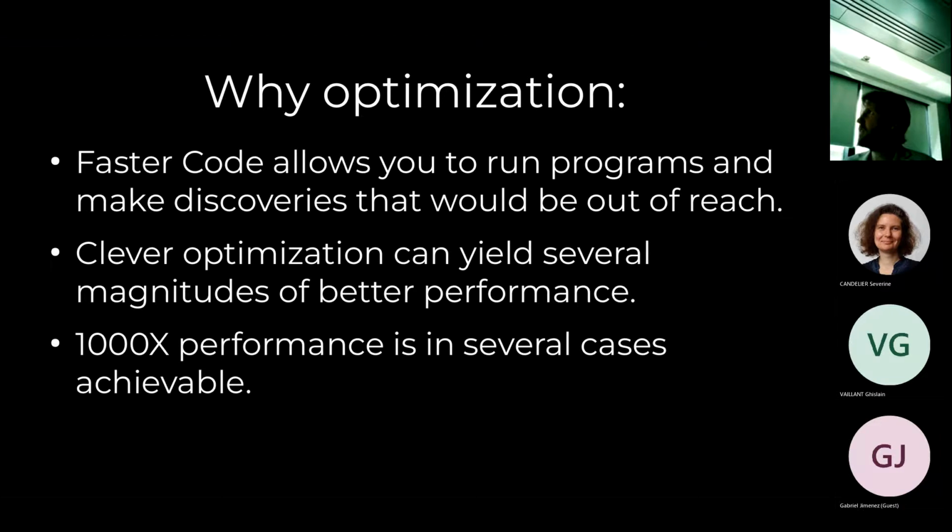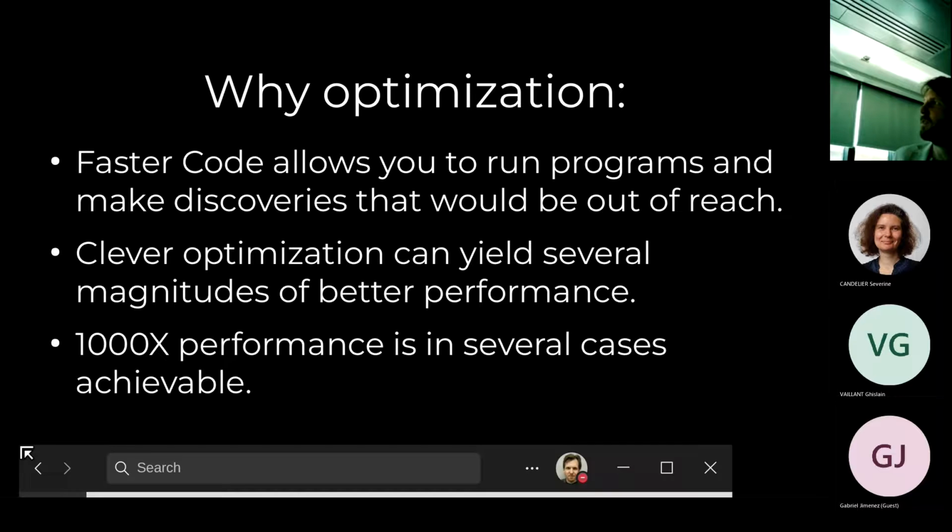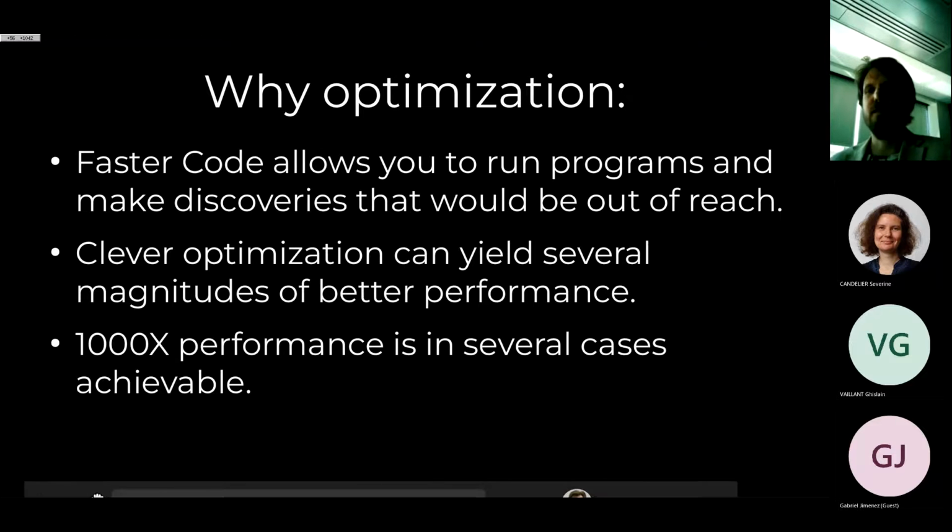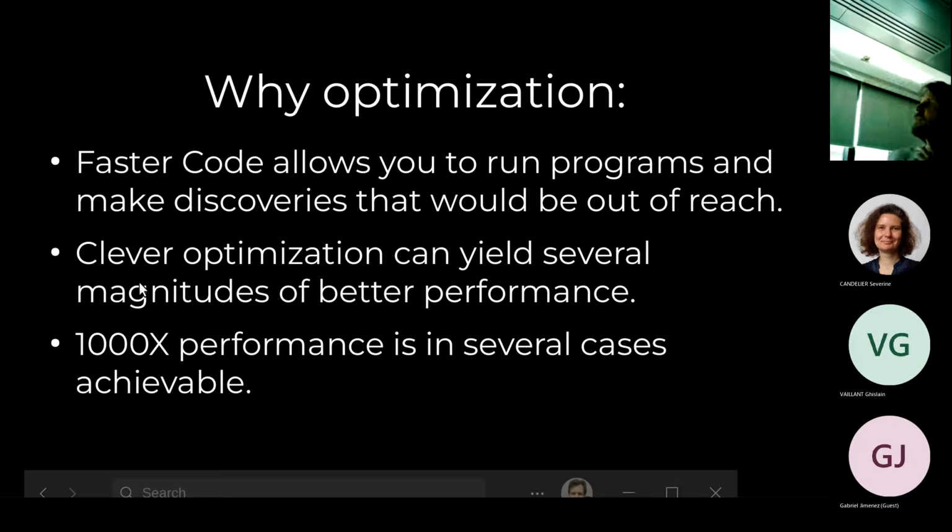So the question is why optimization? I agree with you that many people say there are people who spend all their life on optimization and finally they don't write programs. So that's one side of the story, but there's also the other side of the story. Several times it happened to me that you can write programs that bring things into reach that before were out of reach. You can treat more data, you can have a bigger experiment, you can obtain new results. So this is one thing that really happens.